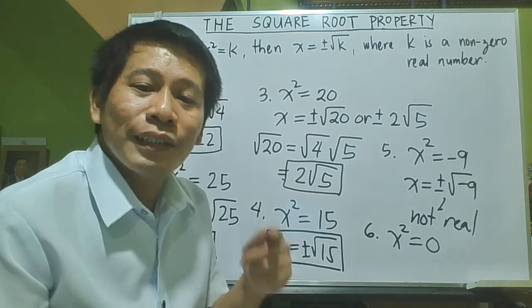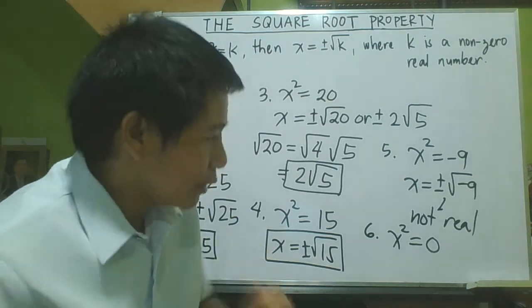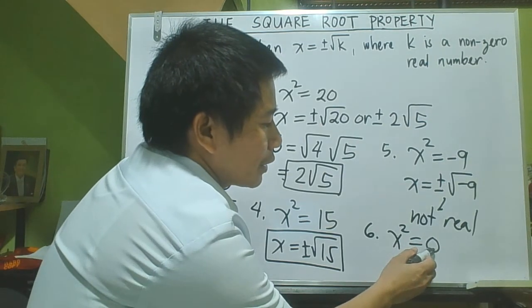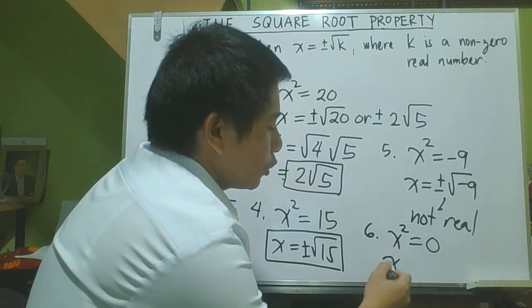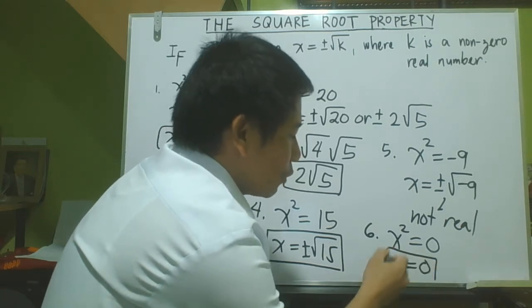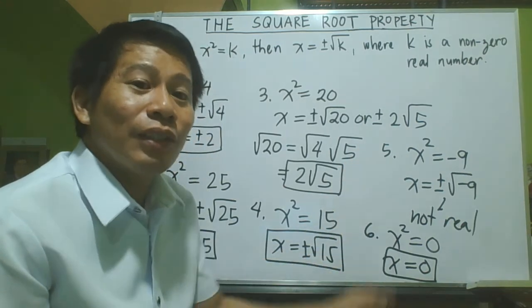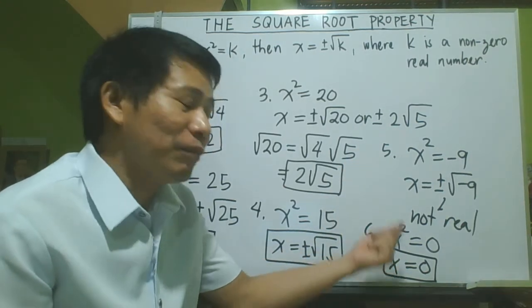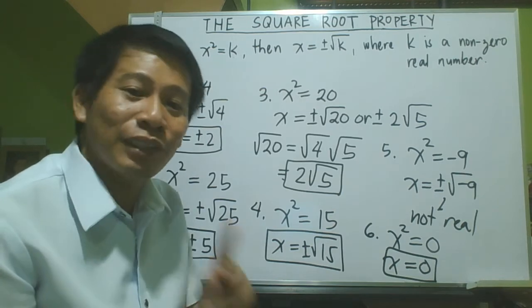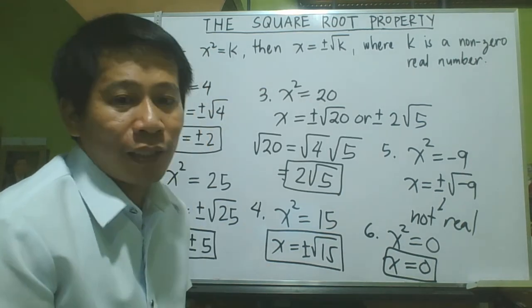0 is neither positive nor negative. That is why if k is 0, the only solution for x is just 0. We don't have positive negative square root of 0 or positive negative 0, because 0, again, is neither positive nor negative.